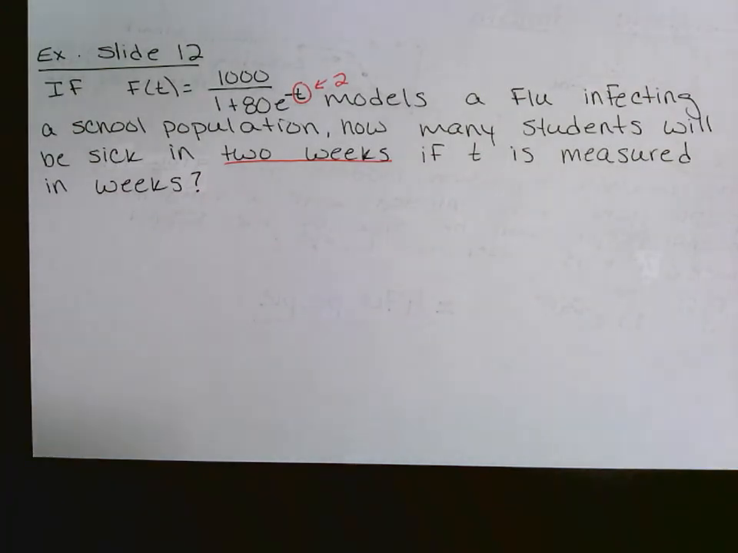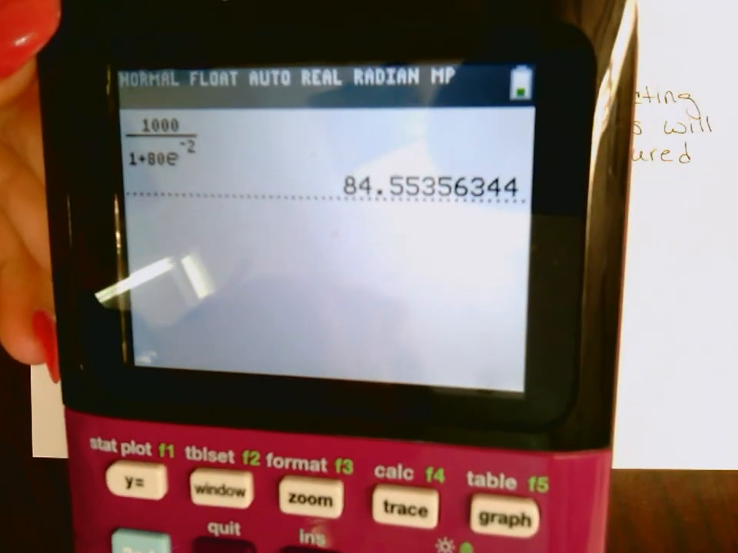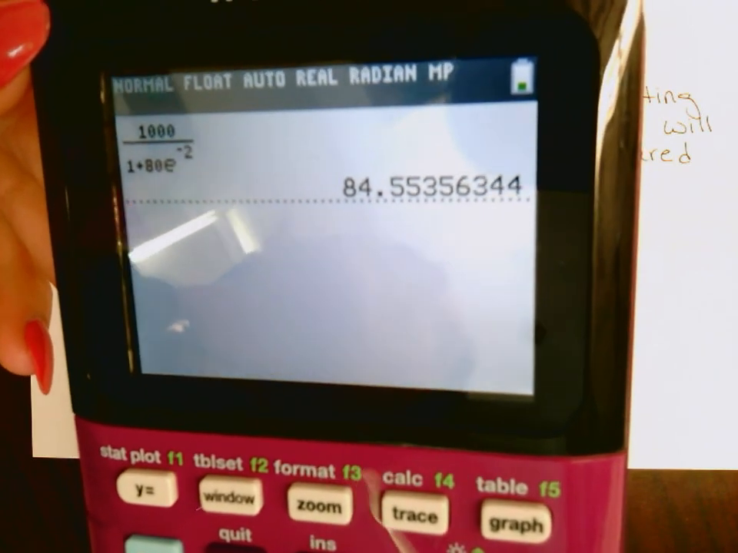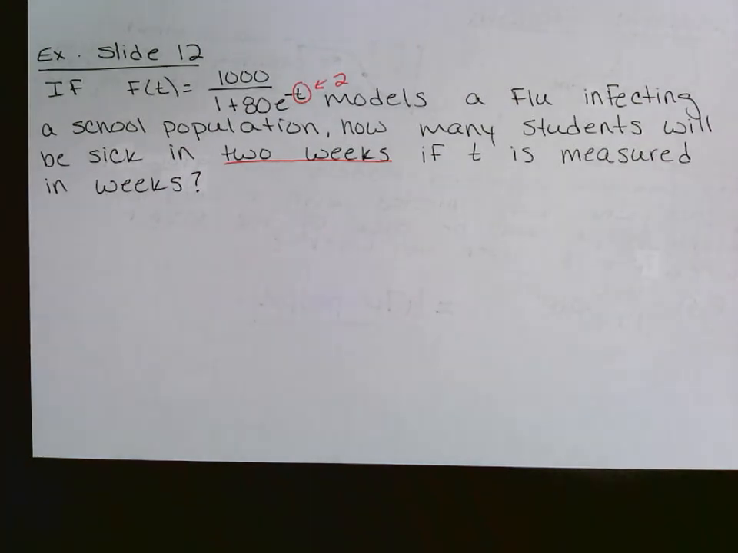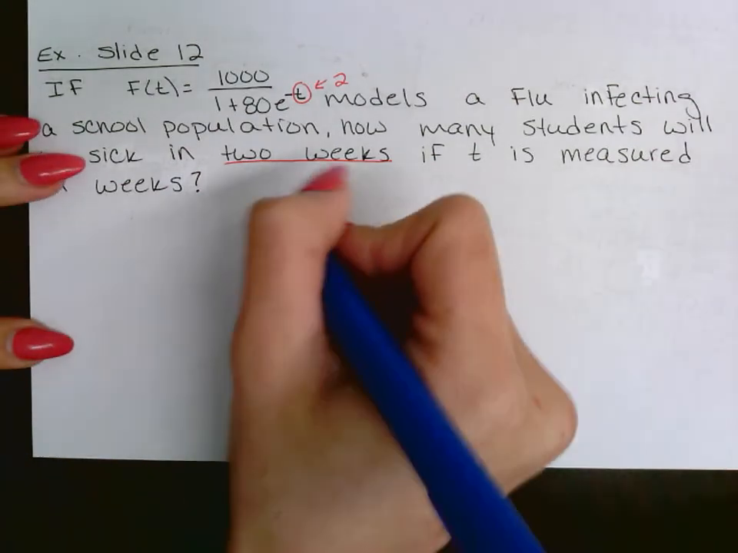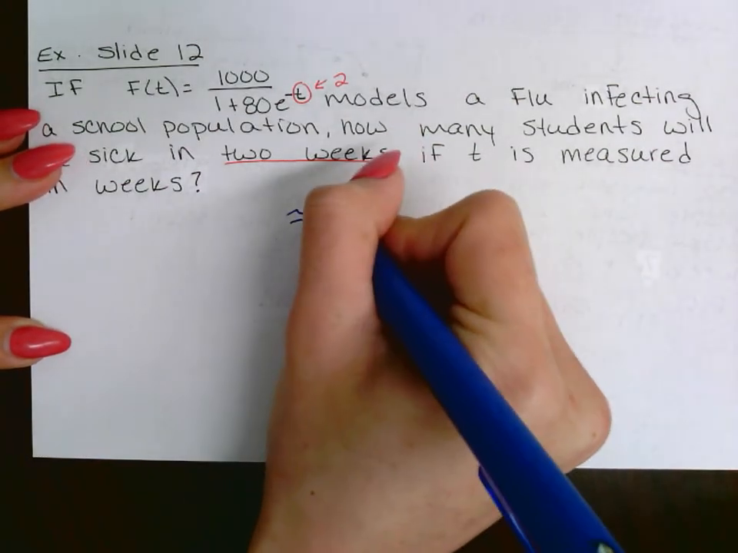All right, if you plugged it in your calculator, it should look something like this. You should get 84.55. We can't have 0.5 of a person, so we would say that 84 people, approximately, were infected.